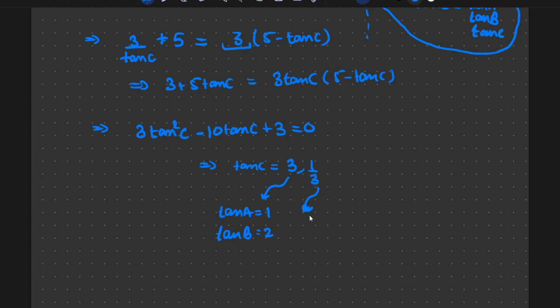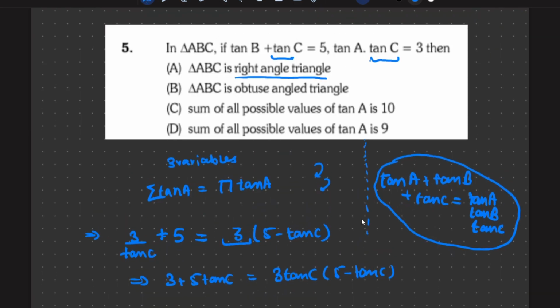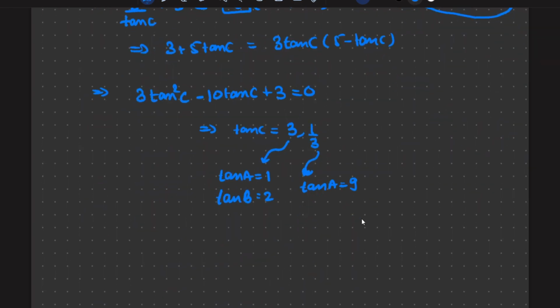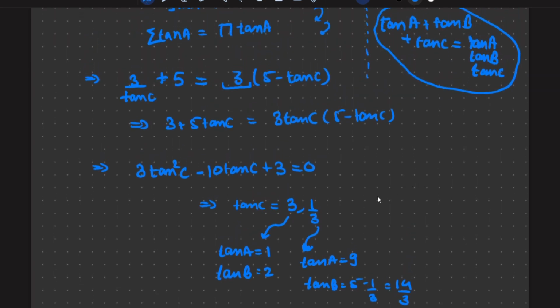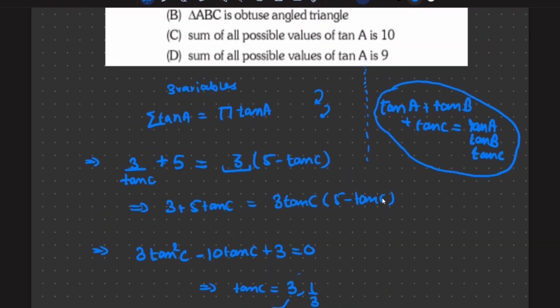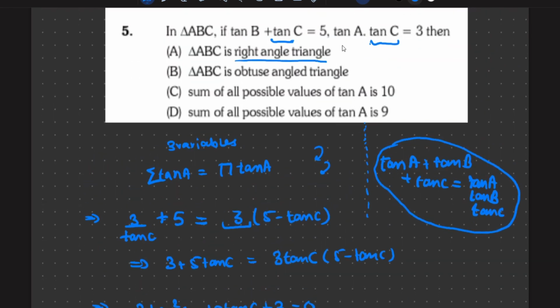And if tan C is 1 by 3, then tan A would be 9, and tan B would be 5 minus 1 by 3, which is equal to 14 by 3. Okay, so none of these two cases tell us that the triangle is a right angle triangle, so this option is wrong.